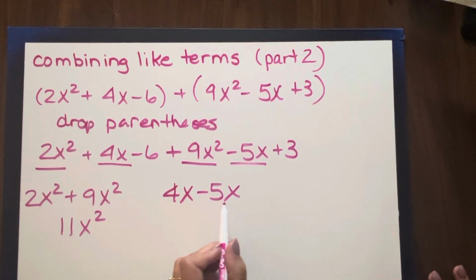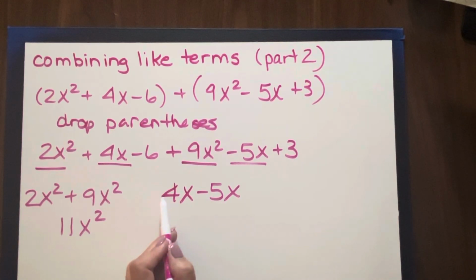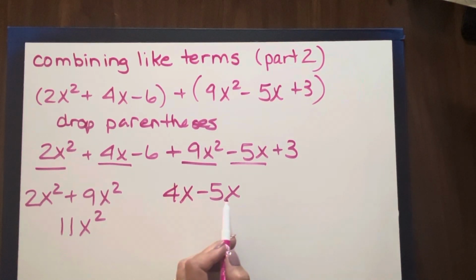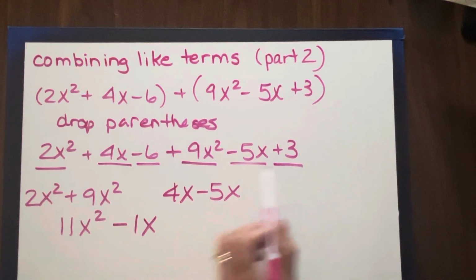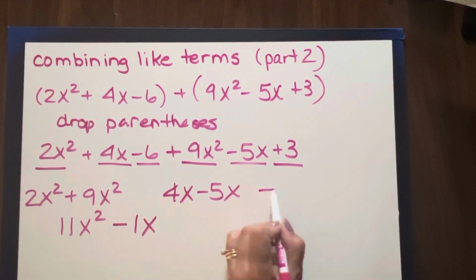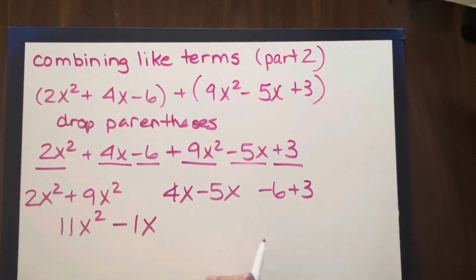So right here, be careful, we have a smaller number and we're subtracting a larger number. That means we're going to get a negative. So 4 minus 5 is negative 1. So I have negative 1x left for that term. And then the last thing we have are these constants. So negative 6 plus 3. Again, I have a bigger negative, so my answer is going to be negative. Negative 6 plus 3 is negative 3.